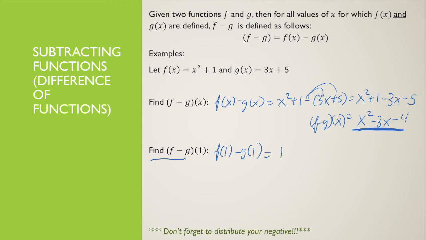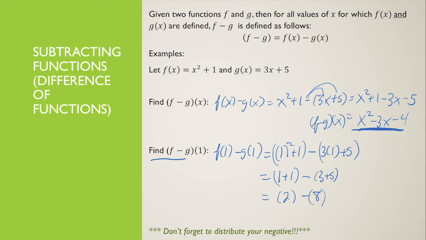So I'm going to take 1 squared plus 1 minus 3 times 1 plus 5. So I'm going to get 1 plus 1 minus 3 plus 5. That gives me 2 minus 8. I don't know why I put those parentheses in there, but 2 minus 8 is negative 6.